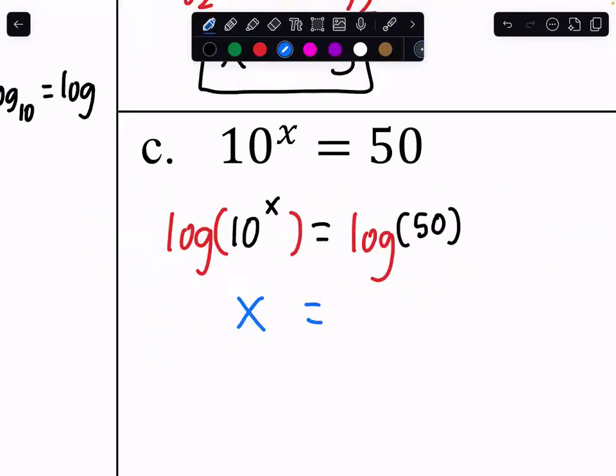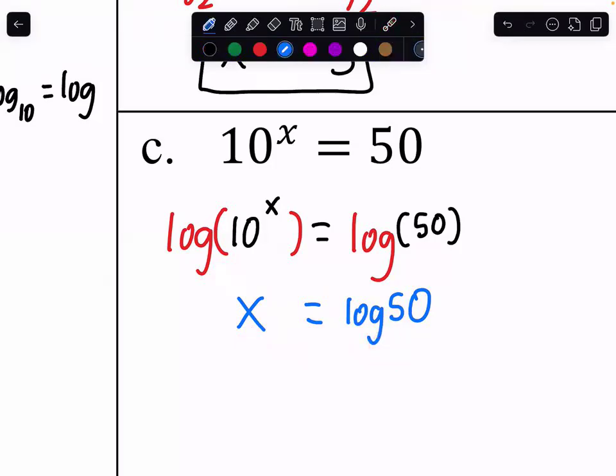Okay, and the other side, this does not simplify. So you just keep it as log 50. Okay, so this is the answer. We've got x by itself. X is equal to log 50.